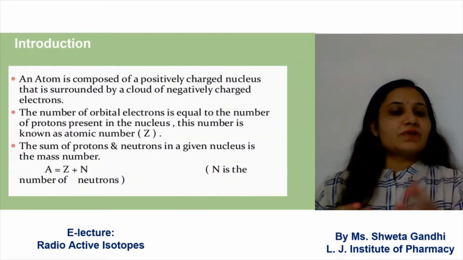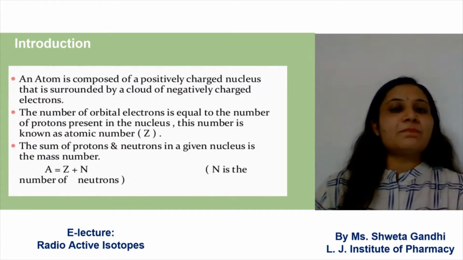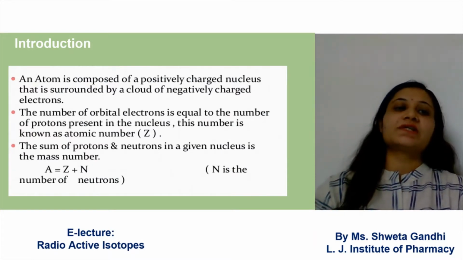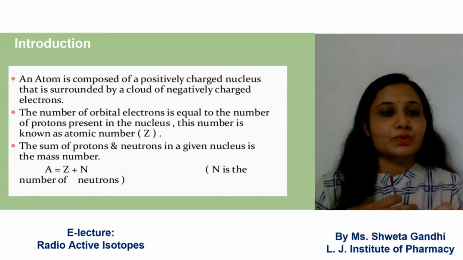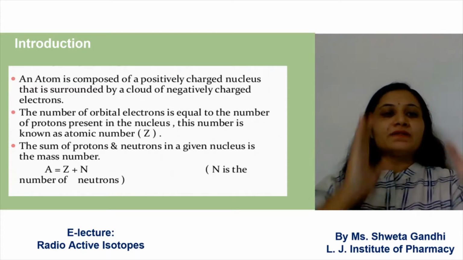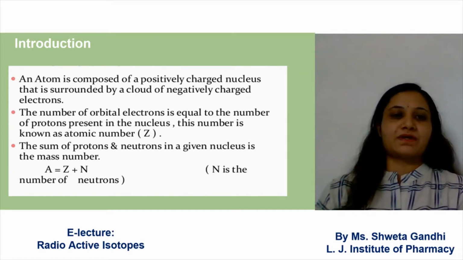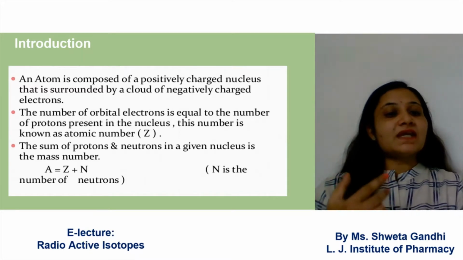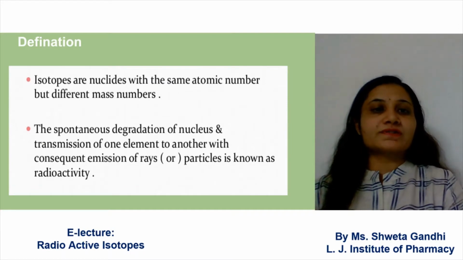Now, come to the radioactive isotopes. First, what is an atom? An atom is composed of a positively charged nucleus that is surrounded by negatively charged electrons. The number of electrons is equal to the number of protons. This is called the atomic number, which is denoted by Z. And the number of protons and neutrons in a given nucleus is the mass number. Mass number means A = Z + N, where N is the number of neutrons.